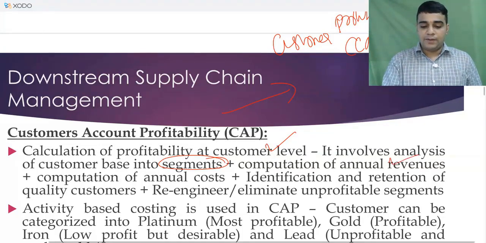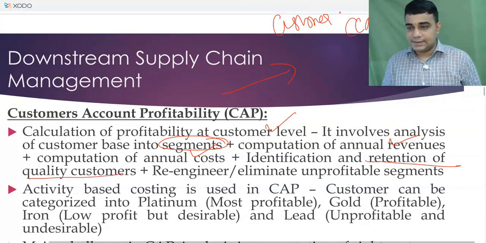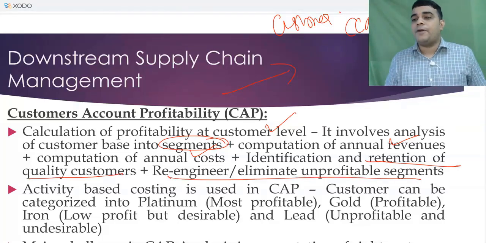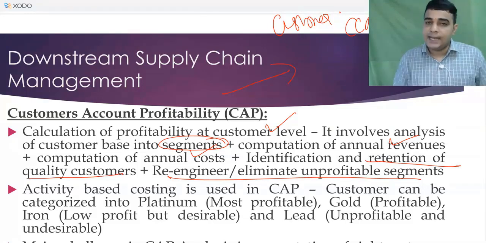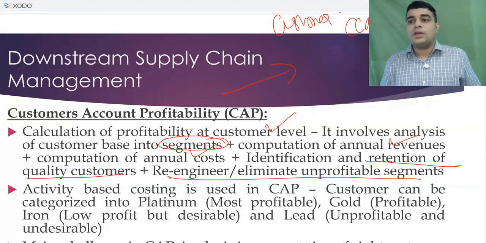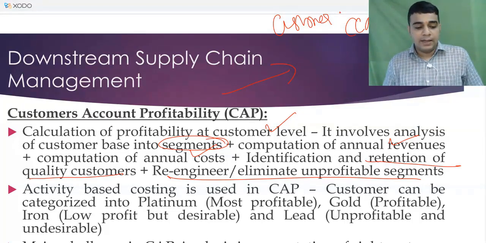Computation of annual revenue, annual cost, identification and retention of quality customer, re-engineer or eliminate your unprofitable customer. You can say no to them or you can increase the pricing with them. So either they themselves move out, or if they want to continue, they are ready to give you a higher price, because you want a higher price from them.